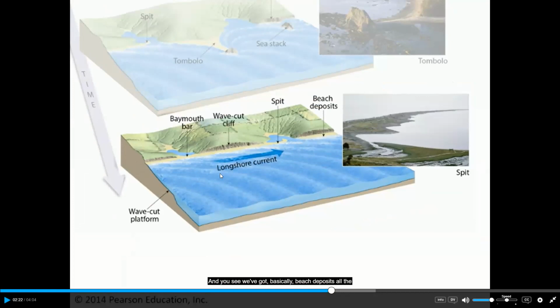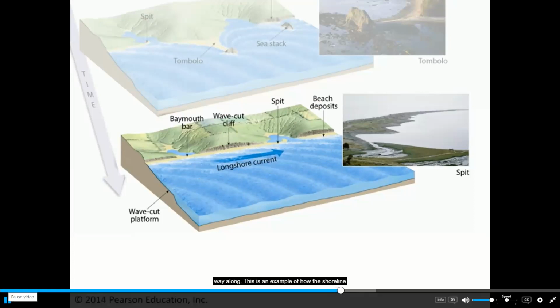We've also, due to the Longshore Current here, gotten rid of our tombolo. The island is gone now. The sea stack that we saw here, if sea levels rise, that sea stack could disappear, or it could erode completely away. And so we can get more beach deposits here where we didn't really have that before. You see we've got basically beach deposits all the way along.